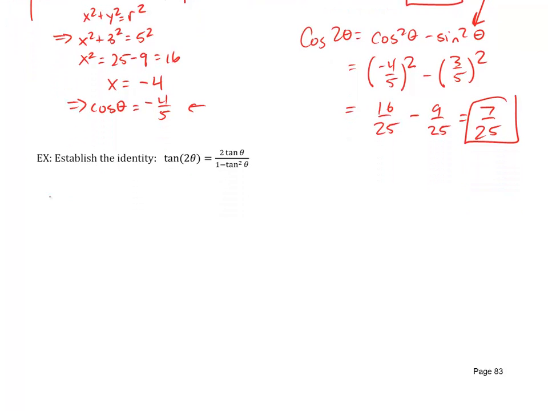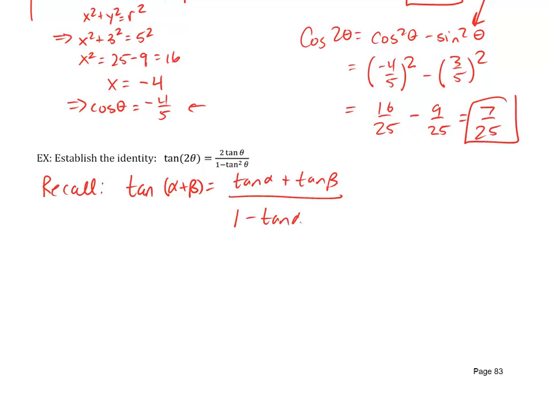In this case, for tangent, recall that tangent of alpha plus beta is tangent of alpha plus tangent of beta over 1 minus tangent alpha tangent beta. That is the sum formula for tangents that we looked at in the previous lecture.